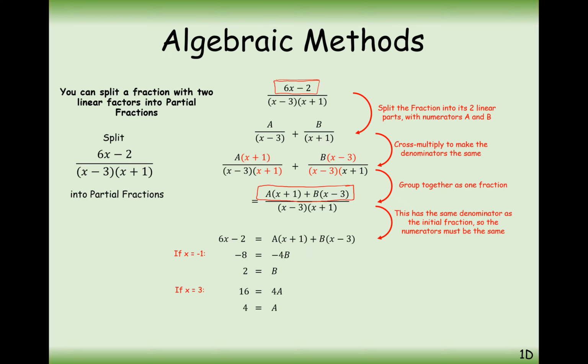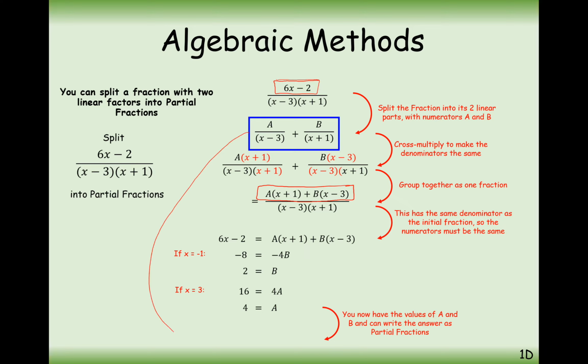And now we have our answer, and now all that's left for us to do is write out that answer. So therefore, going back to the original answer that we set up, a was the value that was over x minus 3, so make sure you put 4 over the x minus 3, and b was the term that was over x plus 1, so make sure you put the 2 over x plus 1. Now this here is your final answer.